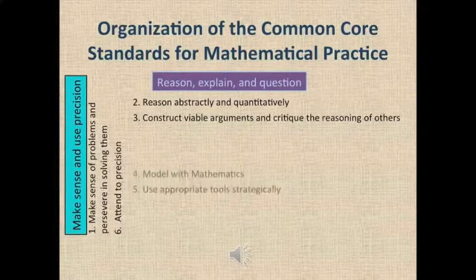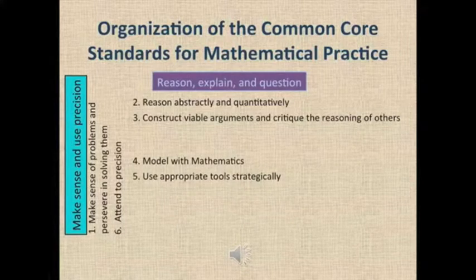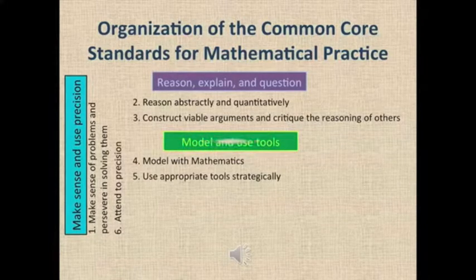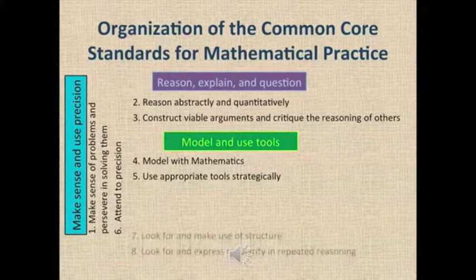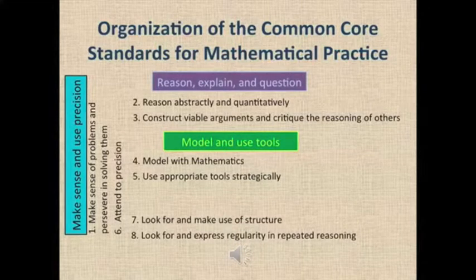Standards 4 and 5, which are all about modeling and using tools, are next. Students have already established a basic idea about the problem. Now students need to construct a plan to solve that problem. Students should use tools to assist their understanding, recognize the real applications to mathematics, and use math to solve problems. Standards 7 and 8 refer to seeing structure and generalizing.